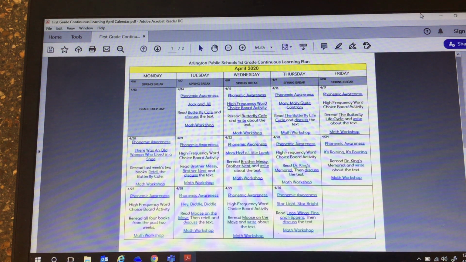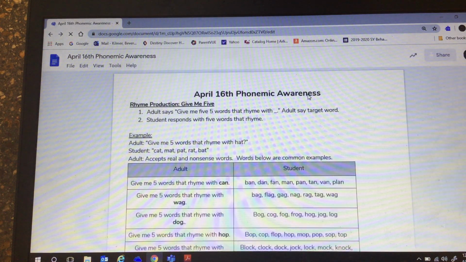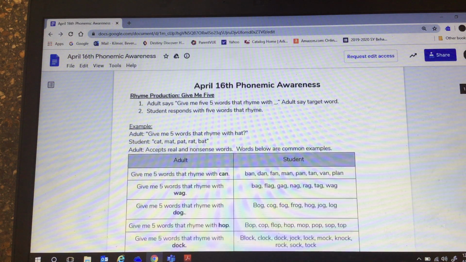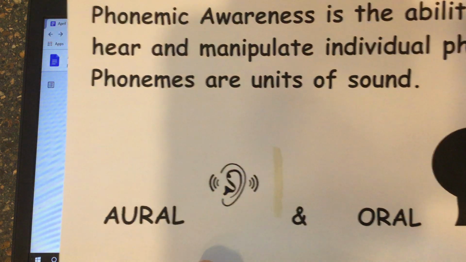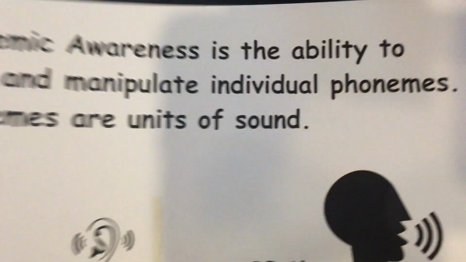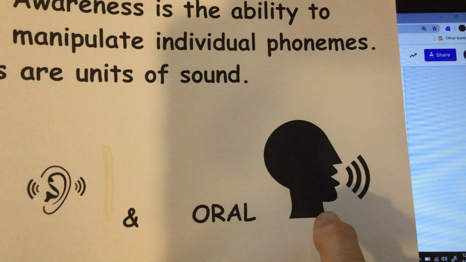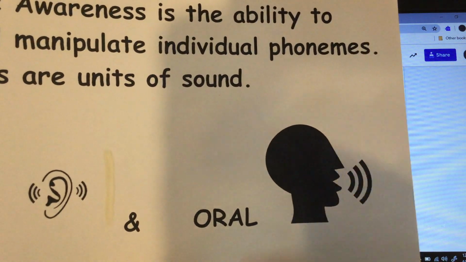Just want to go back to last week. There was one activity here where I'd like to offer a little bit of help. This is a very fun activity called Give Me 5, and it's rhyme production. The adult says, give me 5 words that rhyme with, and gives a target word, like can, and then the student is supposed to come up with as many words as they can that rhyme. Now again, this is supposed to be aural, so the child hears you say can, and they themselves come up with additional words that rhyme with that, and they speak them.